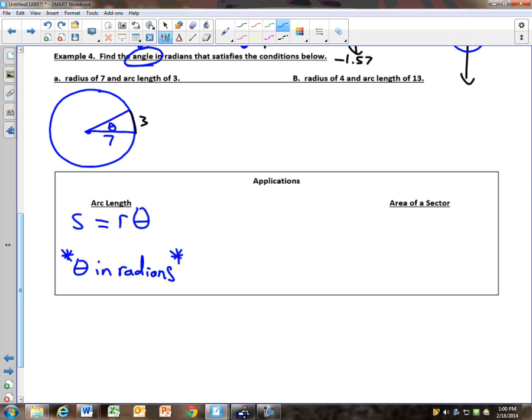So you just set up your formula. S is the arc length. What is S equal to? 3. What's the radius? Times theta. I'm trying to solve for theta. Divide both sides by 7.